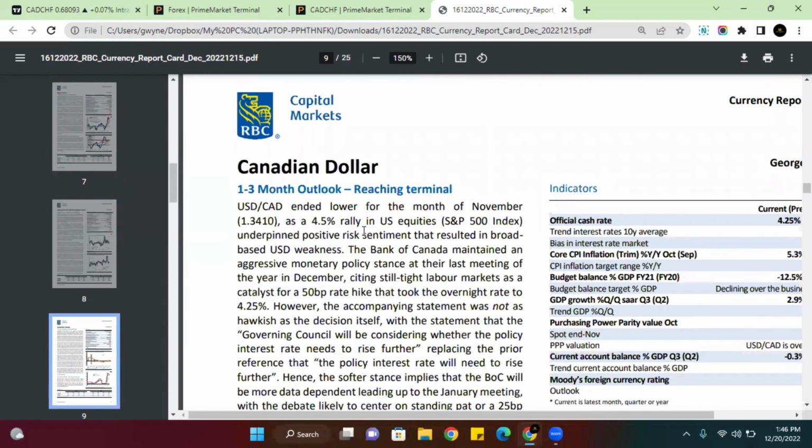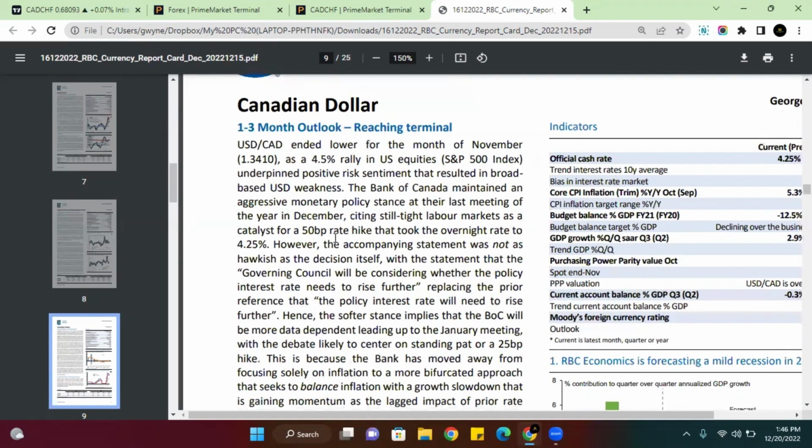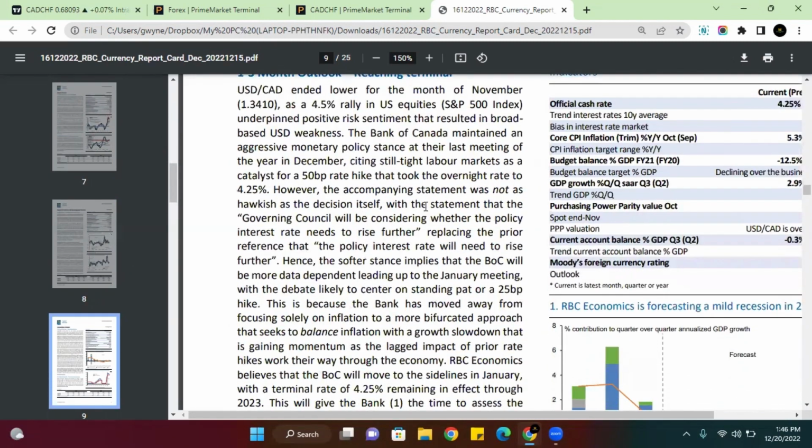So, right, we're comparing two economies, so we're looking at the Canadian dollar. So these are also things right here that I'll explain quickly. Basically, supporting the decision, right? I'm just going to highlight the important parts of this.